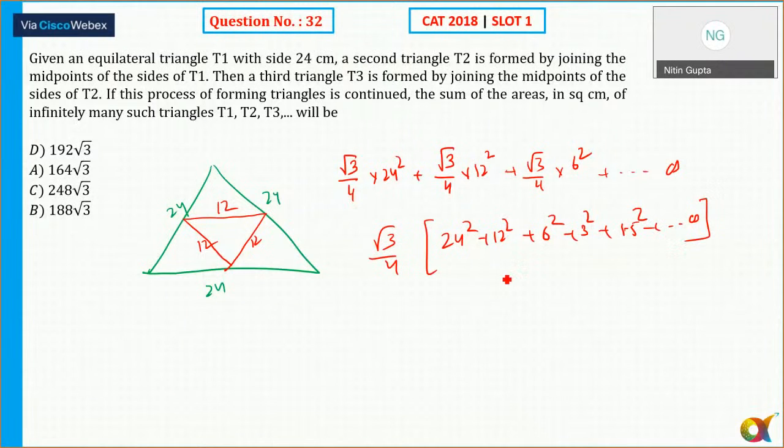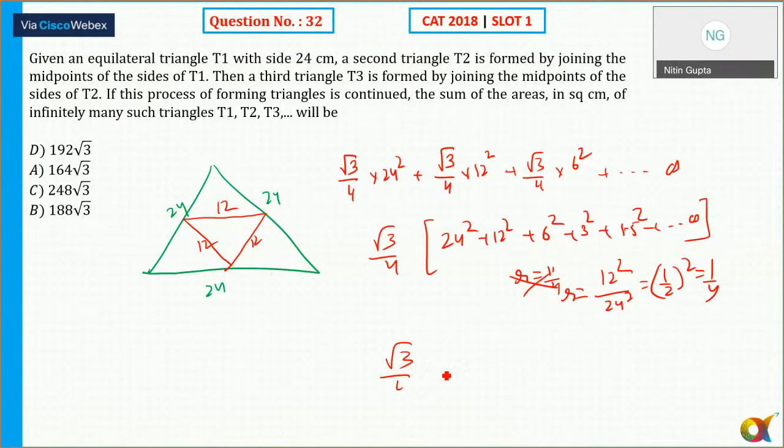So what is the common ratio? Common ratio is 1 by 4, you can say the ratio of two terms, that is 12 square upon 24 square, which is 1 by 4. And the sum of infinite terms is equal to the first term, which is 24 square, upon 1 minus the common ratio, 1 minus 1 by 4. A very standard type of question, not something new. So I hope that now this is also clear. Any doubts to anyone in question number 32?